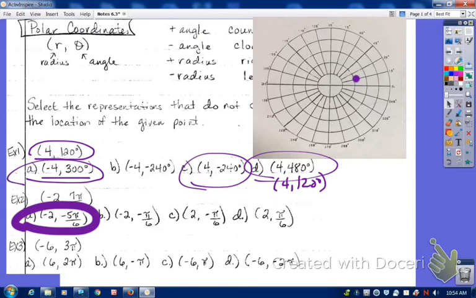How about B? -2, so that would be to the left 2, rotate clockwise pi over 6. No. How about C? To the right 2, rotate clockwise pi over 6. No. How about D? To the right 2, rotate counterclockwise pi over 6. Yes. So A and D.